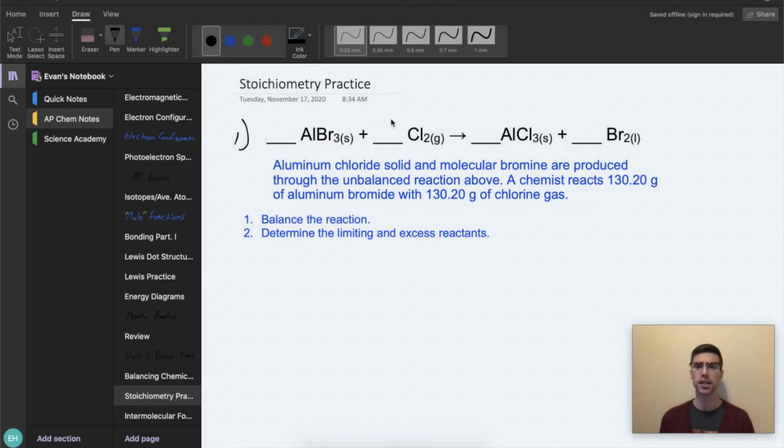So the first one we're going to take a look at is right here for us. It says aluminum chloride solid and molecular bromine are produced through the unbalanced reaction above. Notice that it's unbalanced, so we're going to have to balance this.